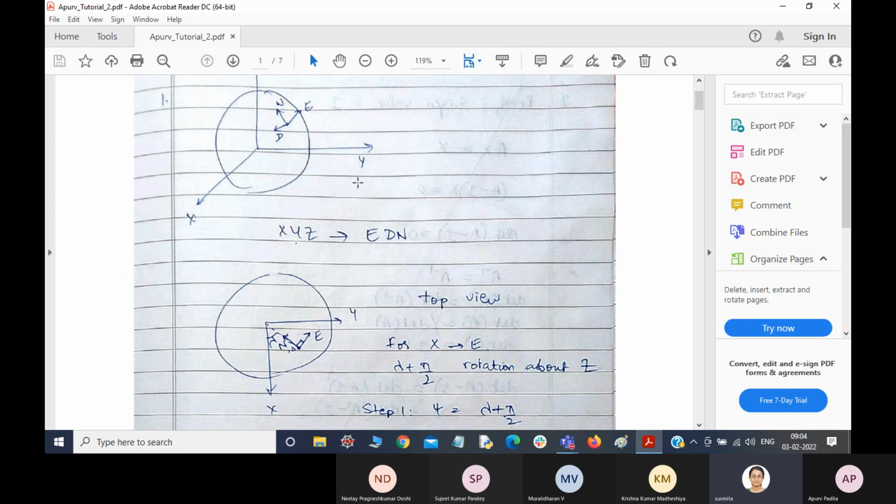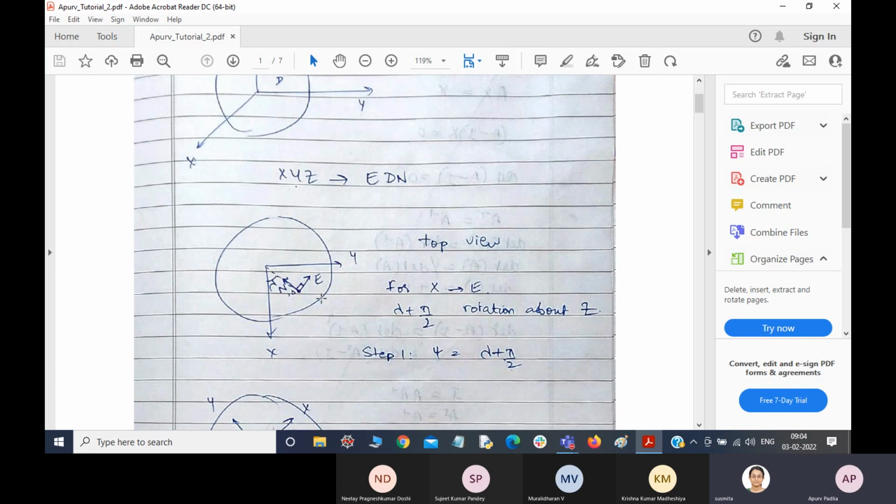Is it a right-handed frame? EDN. Did you check that? It has to be, otherwise you cannot create it. But we don't have any such frame. Either we have ENU or NED as per convention. Okay, but show me what you have done.